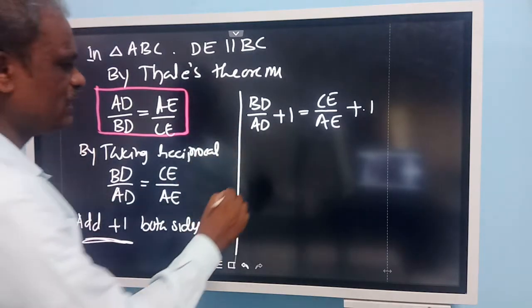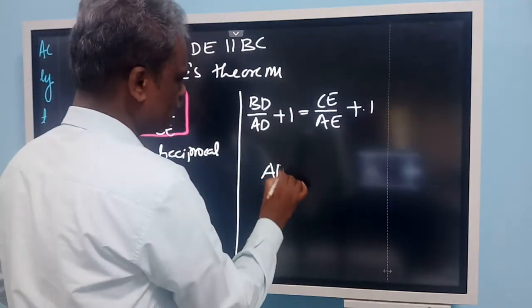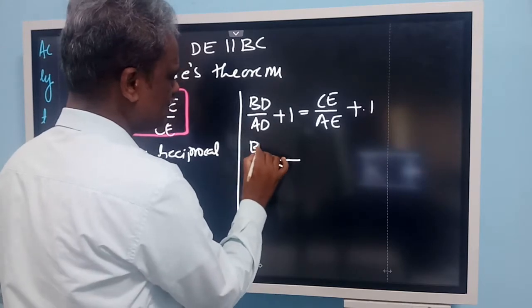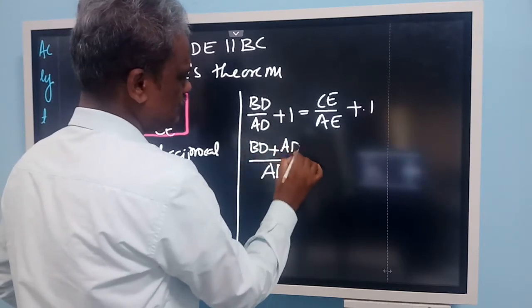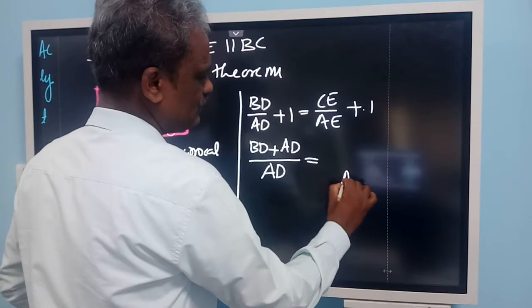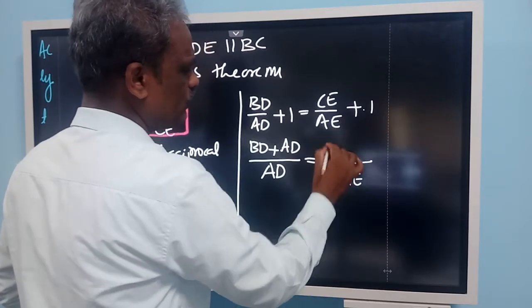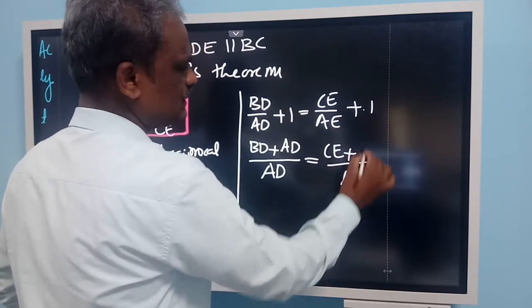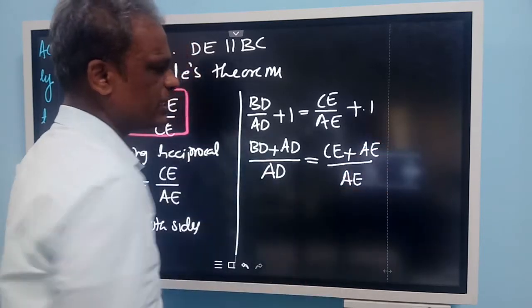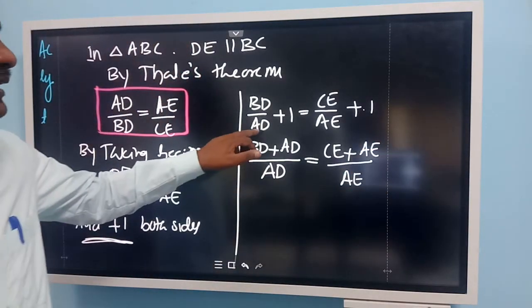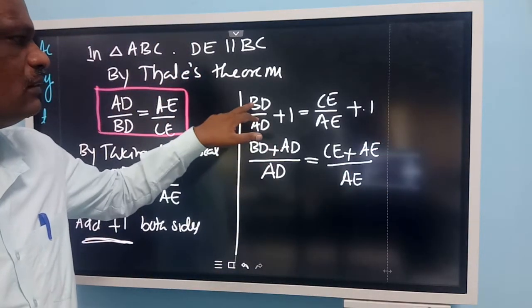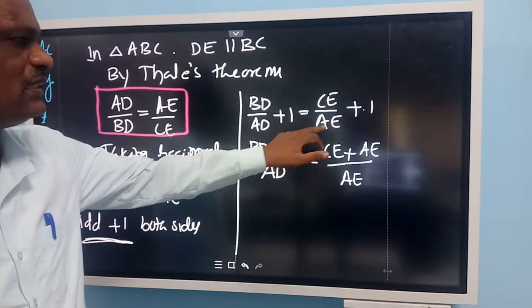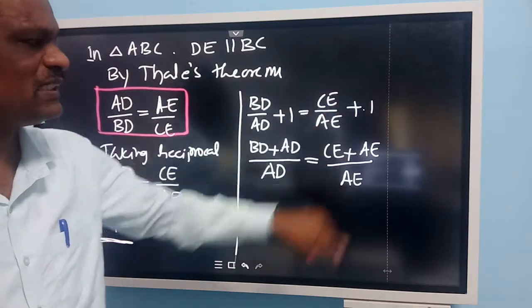Now take the LCM here. AD will be the LCM. The numerator becomes BD plus AD. And here in the right hand side it is AE, so the numerator will become CE plus AE. You are adding by taking LCM. LCM here AD, so BD plus AD it becomes. Here it is AE, CE plus AE.